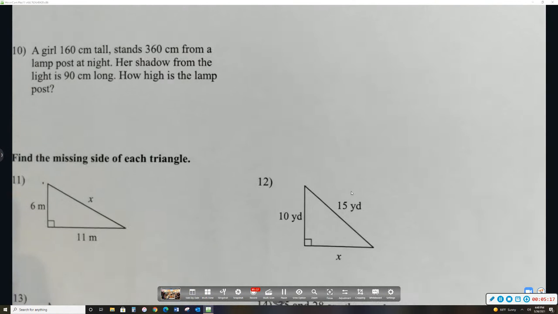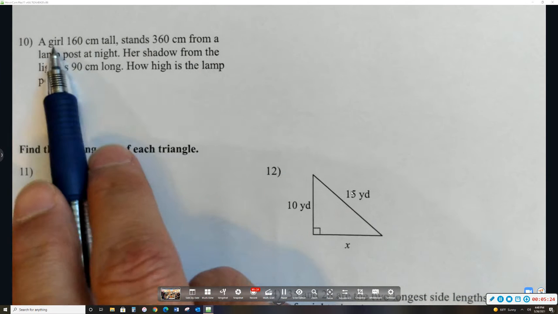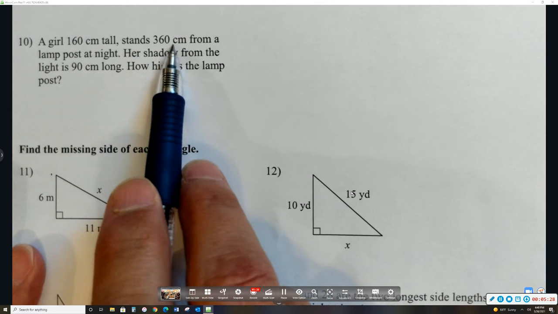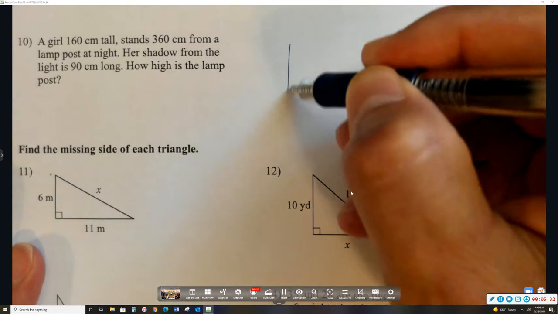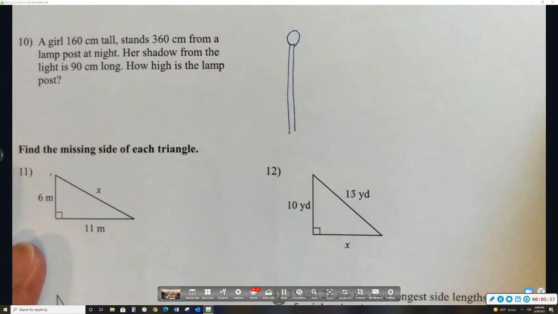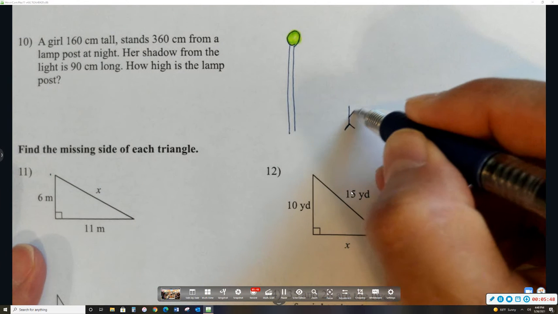Number 10 is tricky because the two triangles are overlapping. It says a girl 160 centimeters tall stands 360 centimeters from a lamppost. So imagine, here we have a lamppost. Let's give this guy some light. So there's the lamppost, right? And they tell us a girl, this girl over here, the girl with the hair.